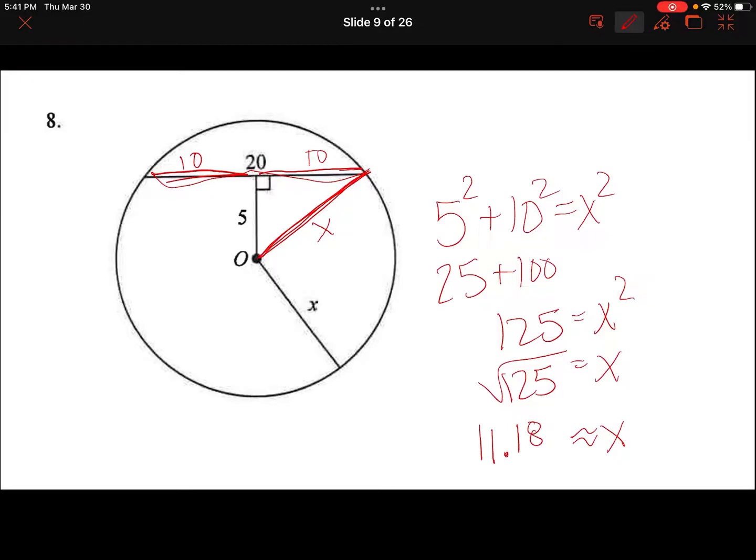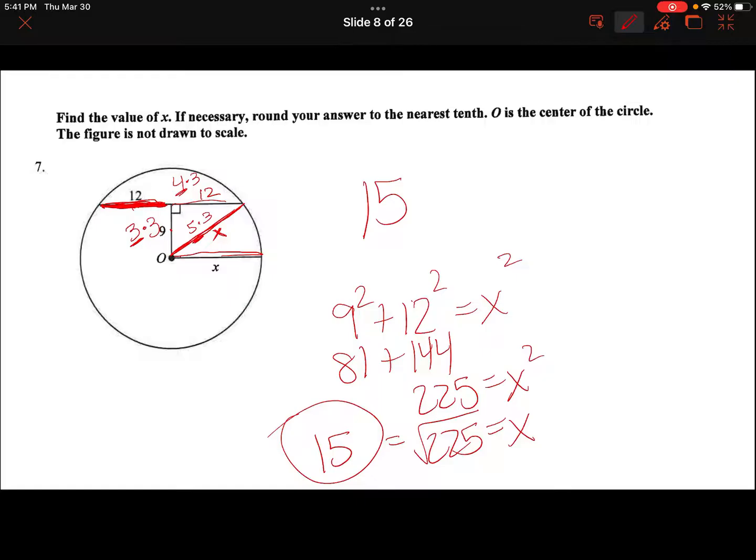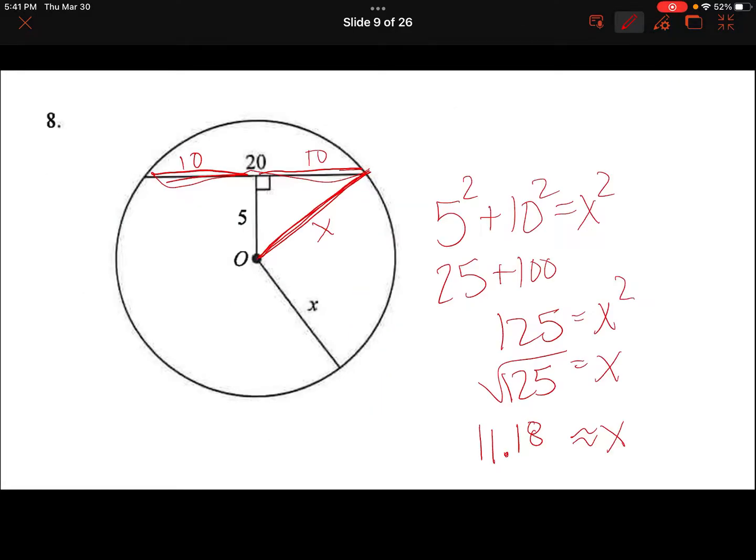So in your calculator, the square root of 125 gives you approximately 11.18. And did it ask for this? It did. Round your answer to the nearest tenth. So the 8 is big enough to round the 1 up. My answer will be approximately 11.2.